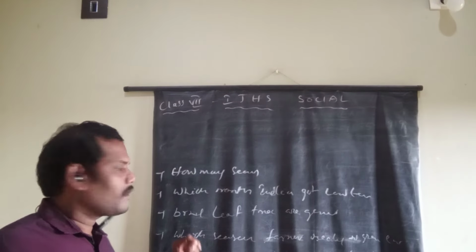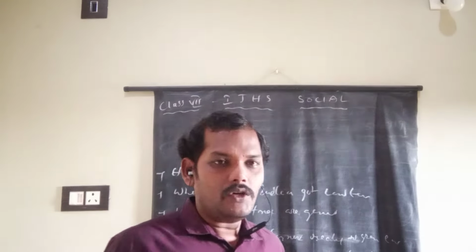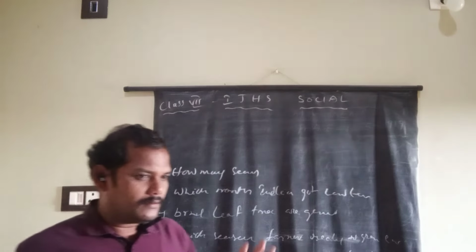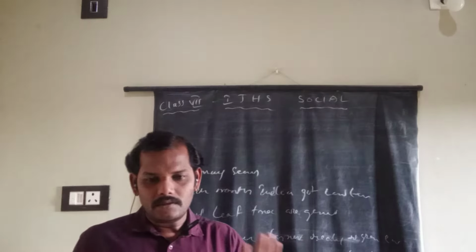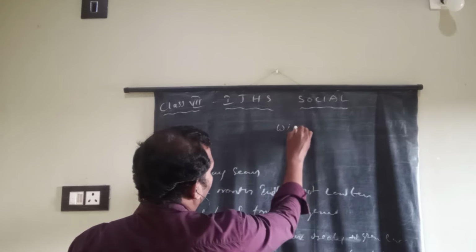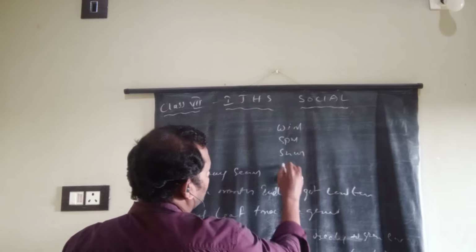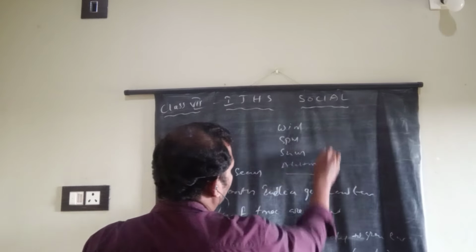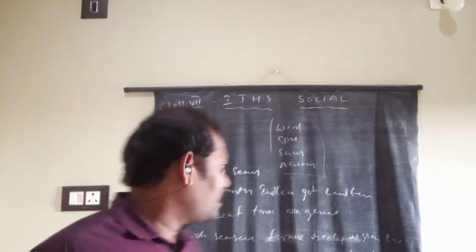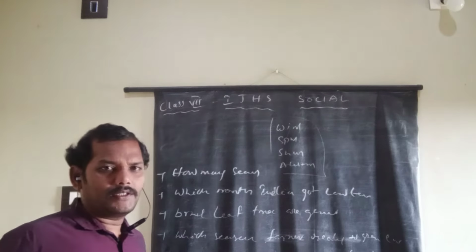The first question: how many seasons in Europe? Already we are discussing that. In India there are 3 seasons, but in Europe 4 seasons. What are they? First one is winter, right? Spring, summer, autumn season. Okay, these are the seasons in which country? Europe.